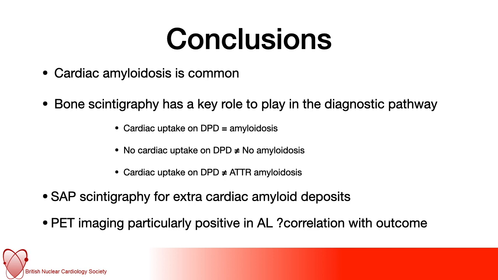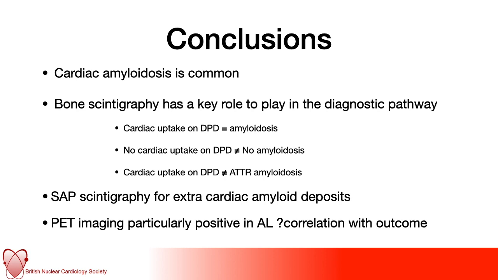So just in conclusion, and to round up, cardiac amyloidosis is common, and I think we're going to find it's much commoner as we go on, as we're better at looking for it, and we have an ageing population. Bone scintigraphy, I hope I've managed to convince you, has a really key role to play in the diagnostic workup of these patients, with cardiac uptake on DPD being indicative of cardiac amyloidosis, but no cardiac uptake on DPD not necessarily meaning the patient doesn't have AL cardiac amyloid, which is very, very important to realise, and that cardiac uptake on DPD does not necessarily mean TTR.